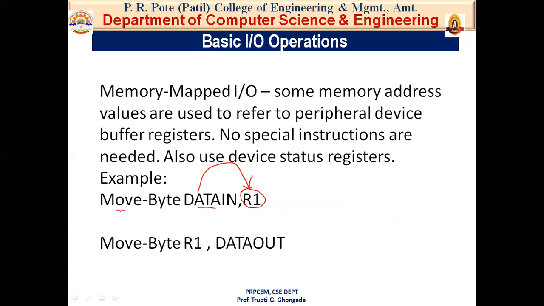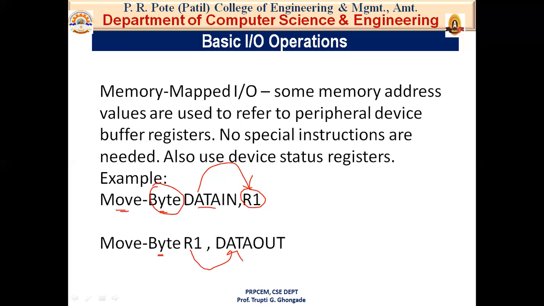What is meant by move? Transferring data from data in to general purpose register R1. Similarly, the contents of R1 can be transferred to data out by using an instruction like move byte R1, data out. That means transfer data from R1 to the data out buffer register. Now, what is meant by byte? Here we are using an 8 bit buffer register. 8 bit means 1 byte. That's why here we are mentioning byte.